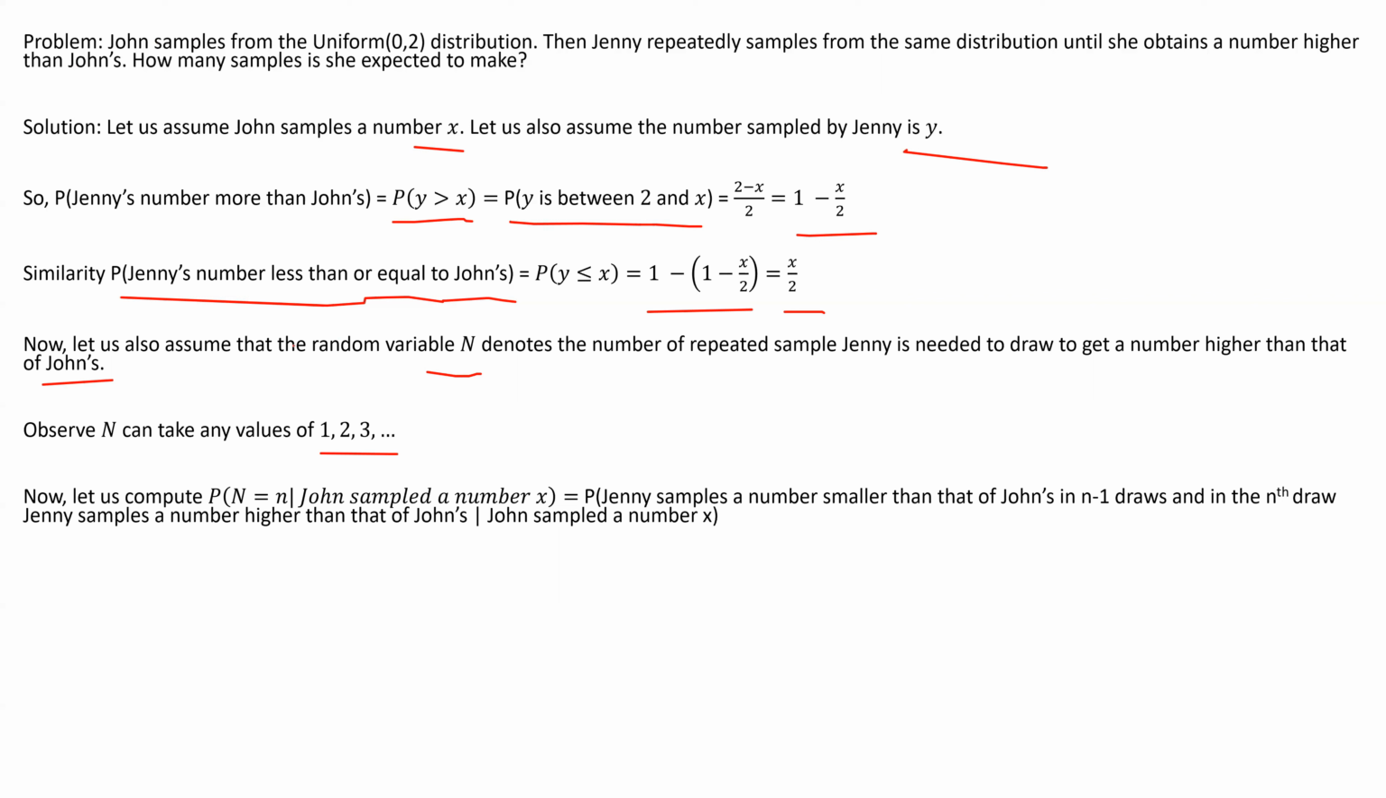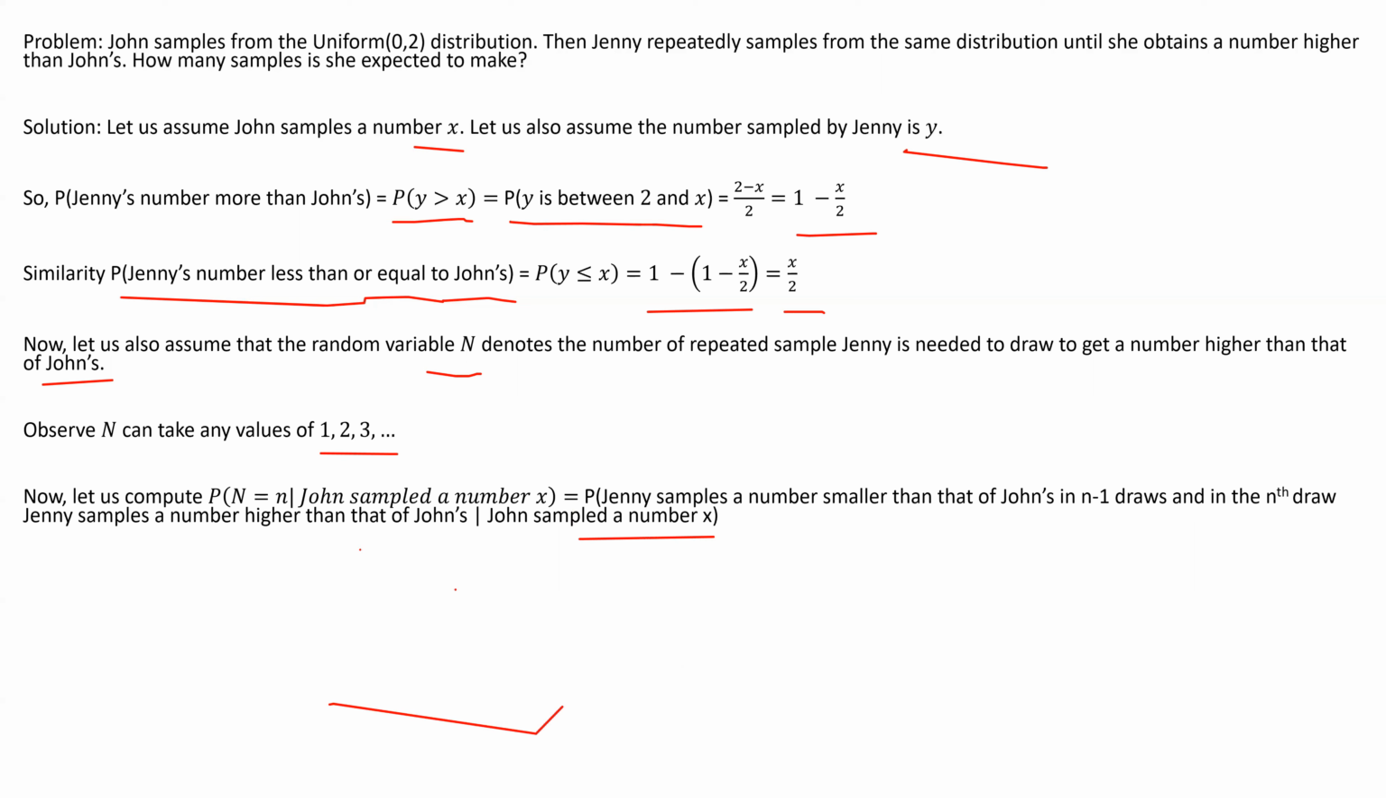Now let us compute the probability that capital N takes a value equal to small n, given that John sampled a number x. That is the probability that Jenny samples numbers smaller than John's in the first n minus 1 draws, and in the nth draw, Jenny samples a number higher than John's. Only then can capital N be equal to small n. And we condition this on the fact that John sampled a number equal to x to start with.